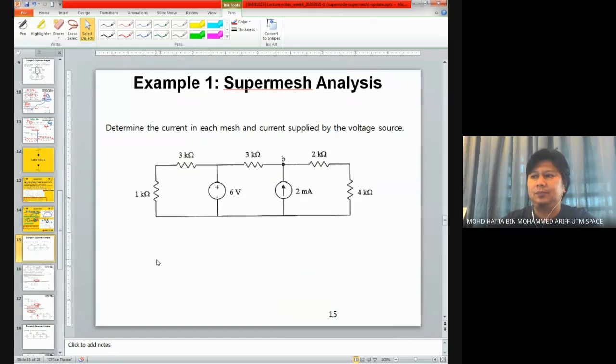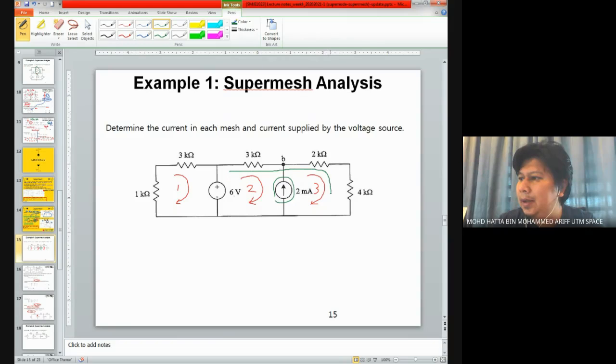Look at this example. Looking at this example, you know that we have three meshes. This is the first mesh, second, and the third mesh. Okay, 1, 2, and 3. Between loop number 2 and loop number 3, we have a current source over here. Means that this should be considered as a super mesh.